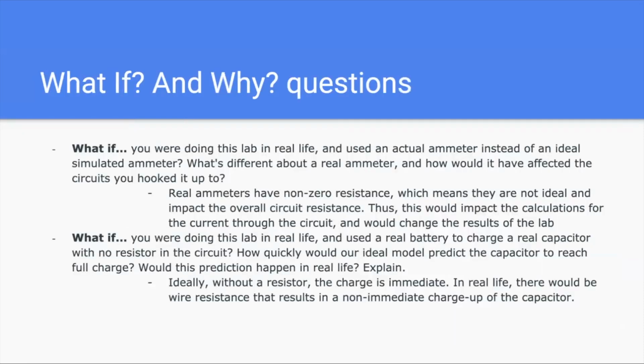For the what if questions, a real emitter would have a non-zero resistance, which means they're not ideal and impact the overall circuit resistance, and this would impact the results of the lab. Similarly, for the second what if, without a resistor, the charge is immediate, and in real life, however, there would be a wire resistance that results in a non-immediate charge of the capacitor.